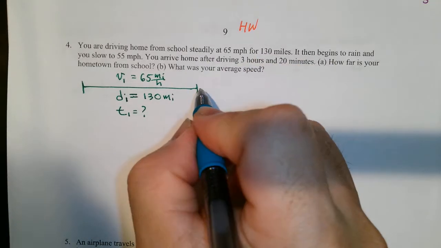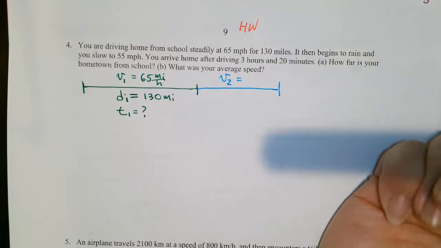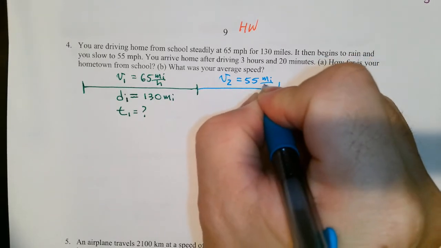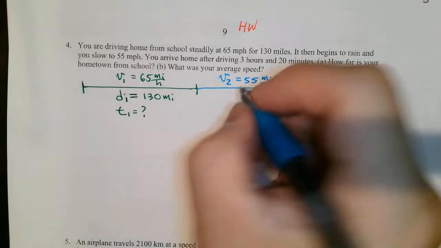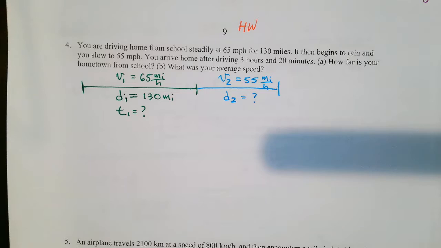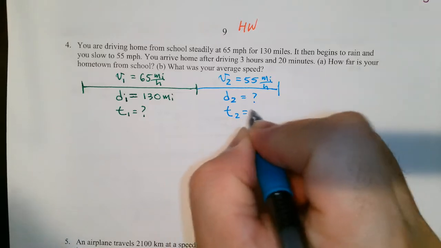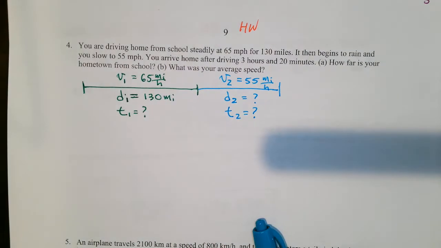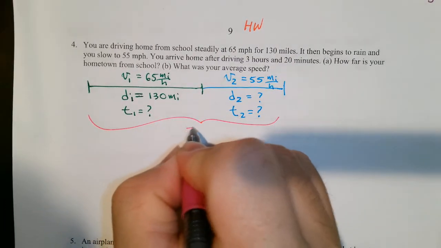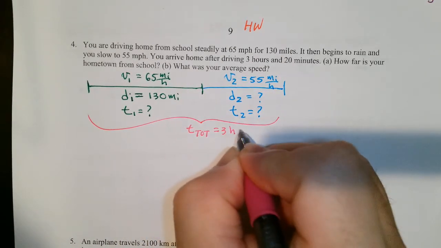Then it starts to rain, so you slow down and you drive the second part of the trip at 55 miles per hour. We don't know how much distance you drove, but we do know, right, the total time it takes to go for the whole thing. So the total time that it took you to drive was 3 hours and 20 minutes.